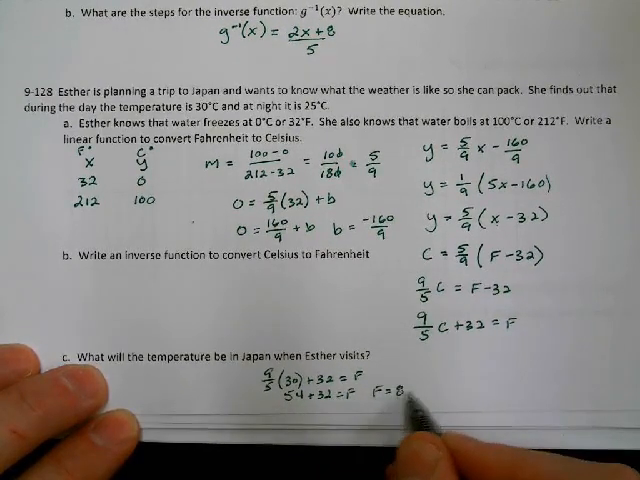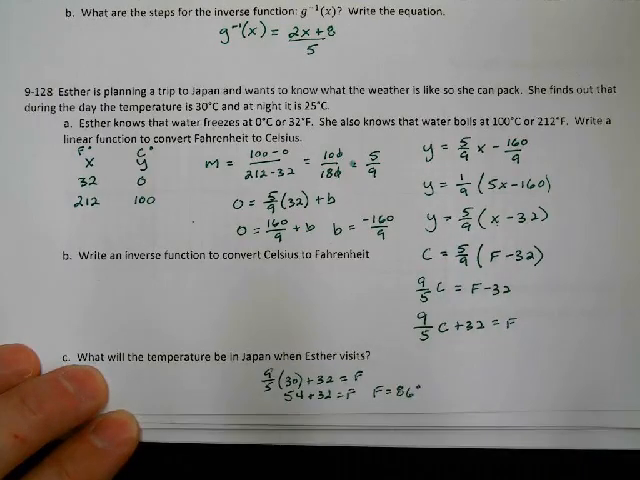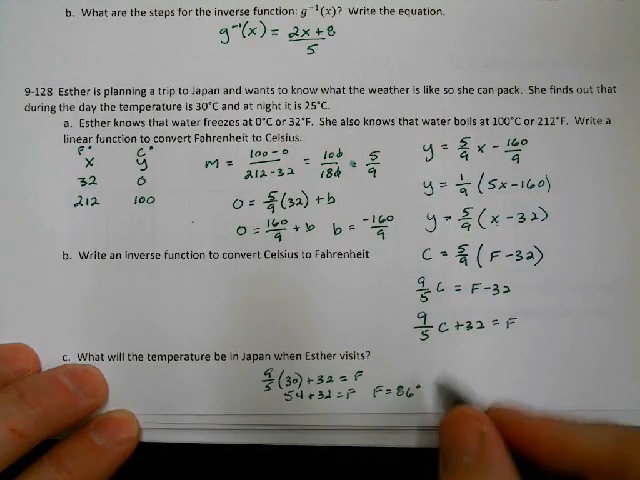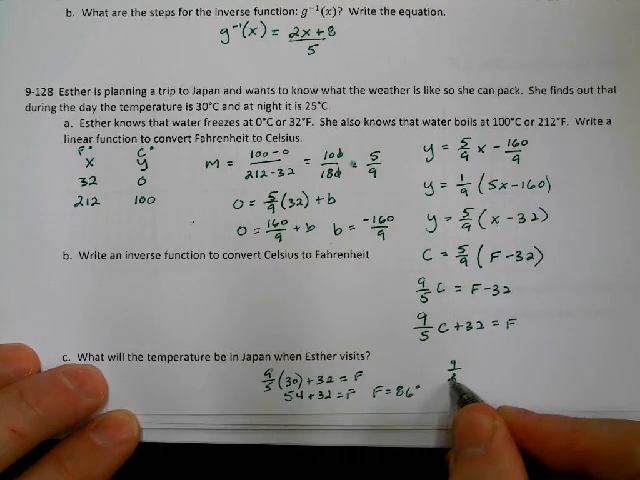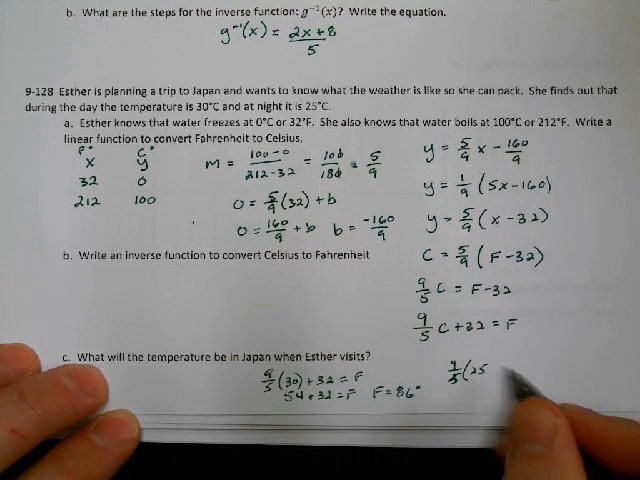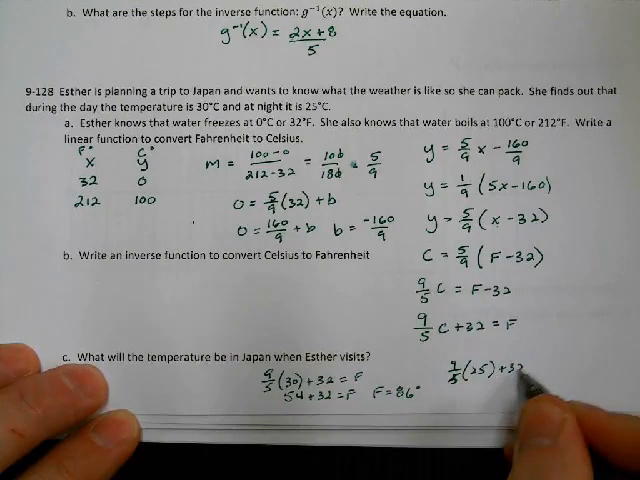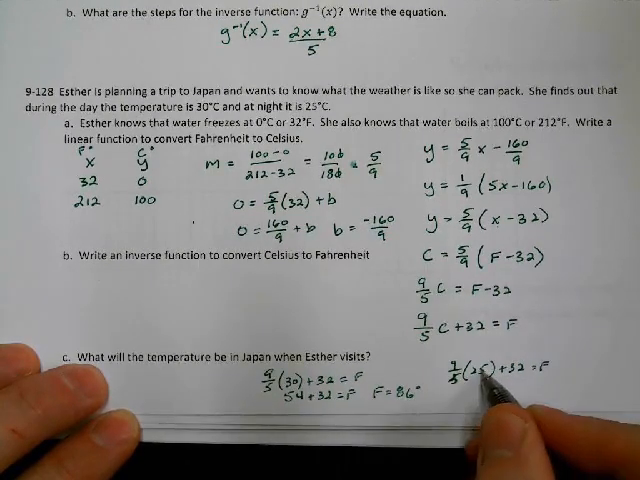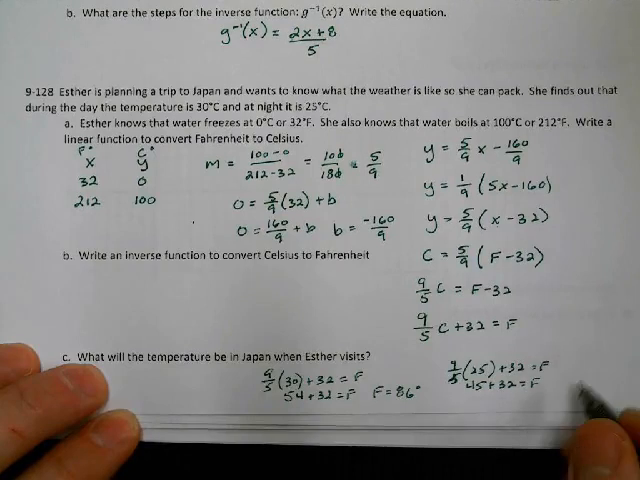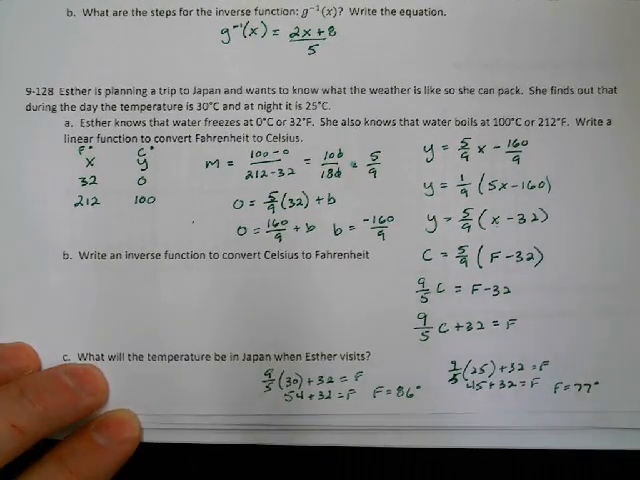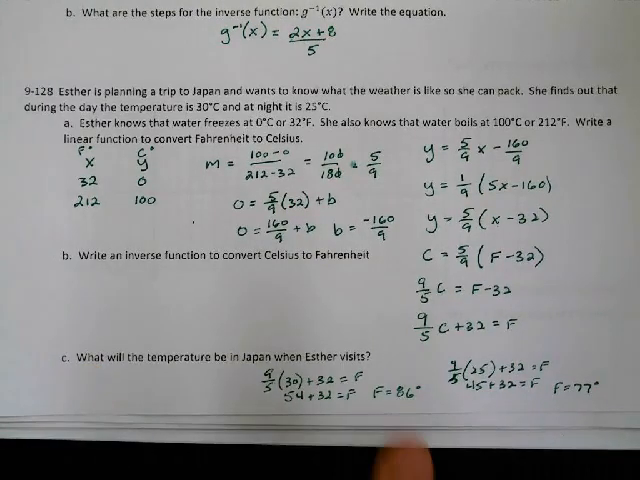All right, so she might need some shorts or a skirt or something like that because it's a little bit hot during the day. And at nighttime, when it's 25 degrees Celsius, five goes in 25 5 times. 5 times 9 is 45. 45 plus 32 ends up being 77 degrees. All right, so she doesn't need a jacket, that's for sure. It's going to be 86 during the day and 77 degrees at night. There you go.